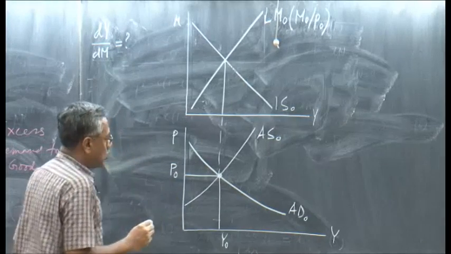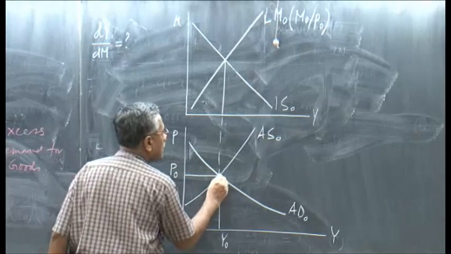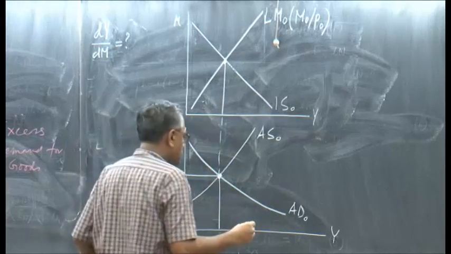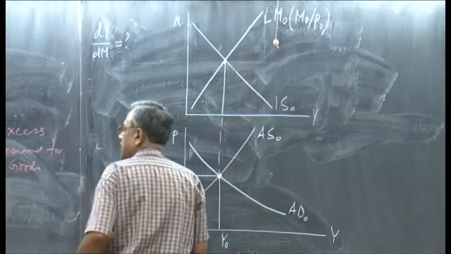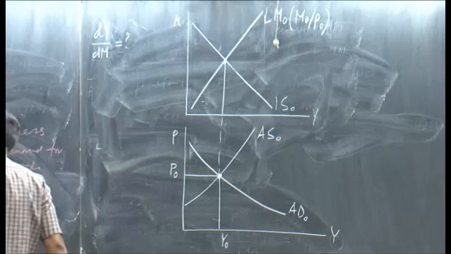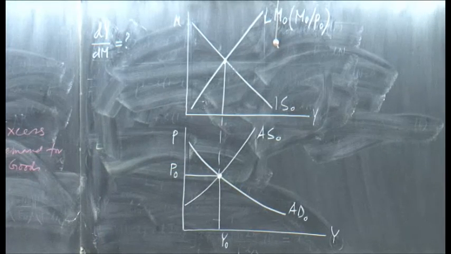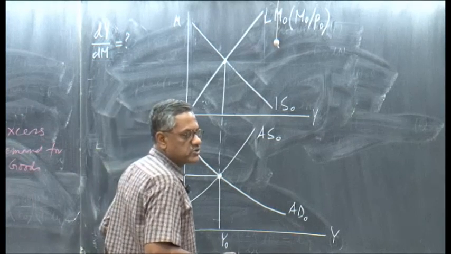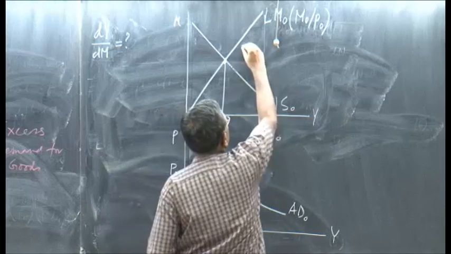This is the initial equilibrium point. Now, let's talk about the money supply multiplier. What happens? What was the color? I was using the green color. Okay. Expansionary monetary policy will shift LM out.